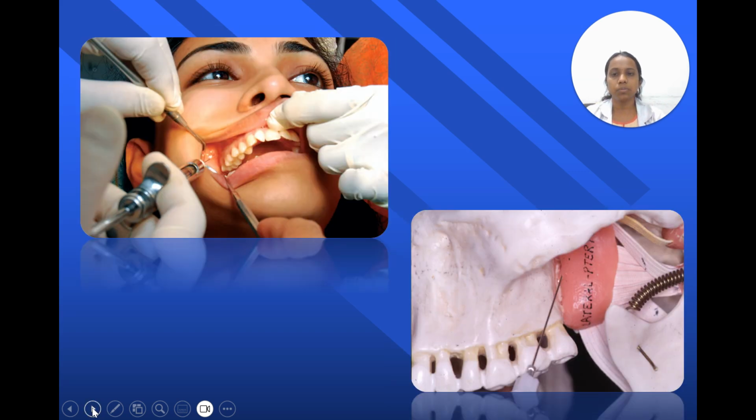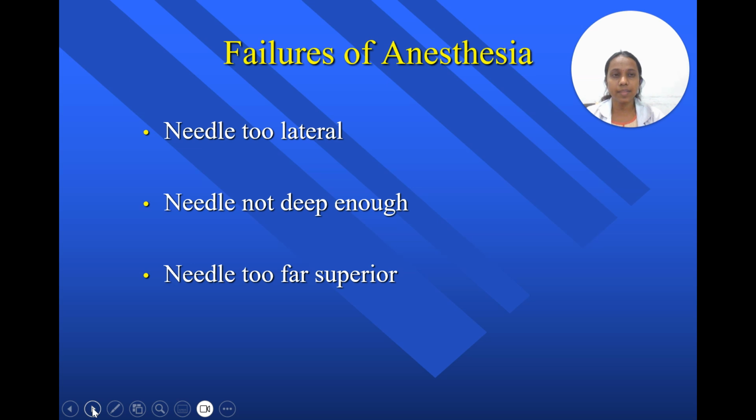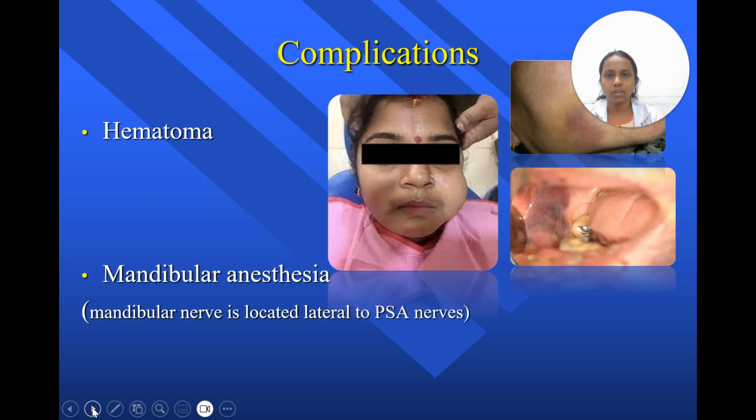So once the landmarks have been identified, once you go opposite the second molar, you've got to advance it in a posterior, superior, medial direction. Failure of this anesthesia is possible if the needle is too laterally positioned and not deep enough, or it is too far superior.